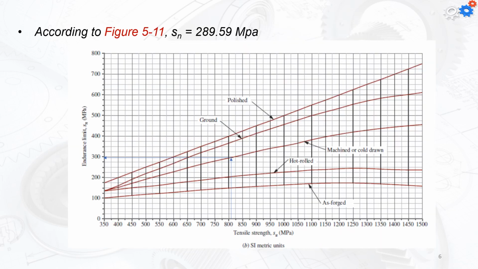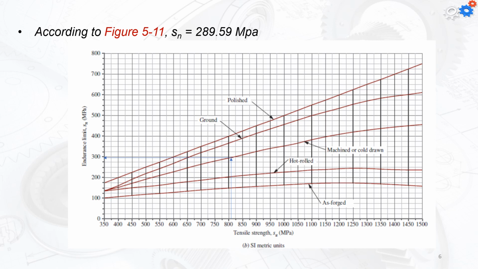Finding the ultimate strength or the tensile strength is not going to be enough to complete my solution. Accordingly, we need to use the value for the tensile strength found earlier, the Su value at the x-axis, to find the endurance limit or the Sn value. To do that, we sketch a line where the value of the Su is 810, and then intersect with the machined or cold drawn curve, because the shaft definitely is going to be machined or cold drawn. It's not only going to be ground, it's not only going to be polished, it's not going to be just hot rolled, and it's not going to be forged alone.